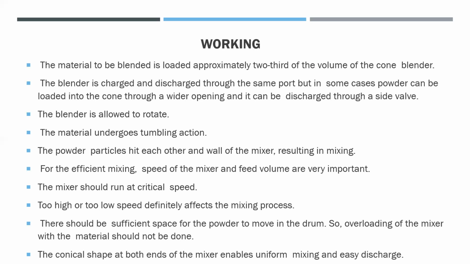The double cone has a conical shape at both ends of the mixer, which enables uniform mixing and easy discharge. The conical base shape at both ends of the mixer means uniform mixing takes place, and after the mixing process we can easily discharge the material. So this is the simple working of this double cone blender.